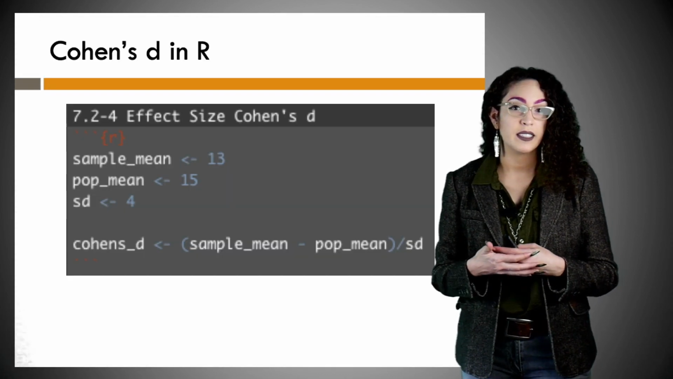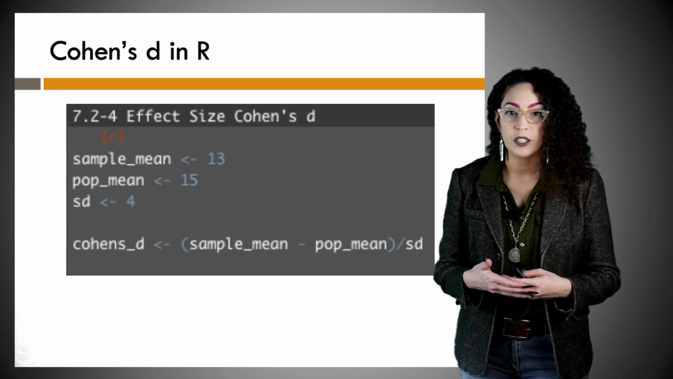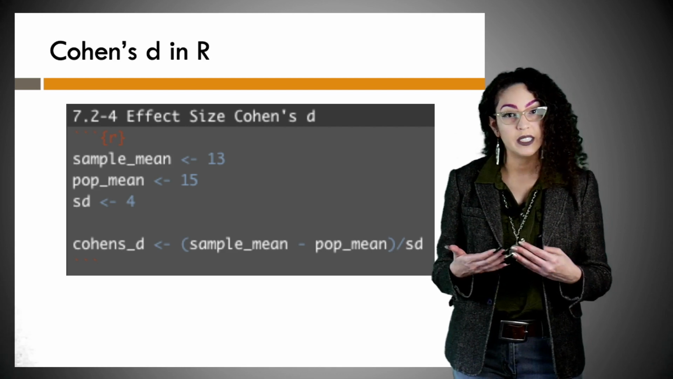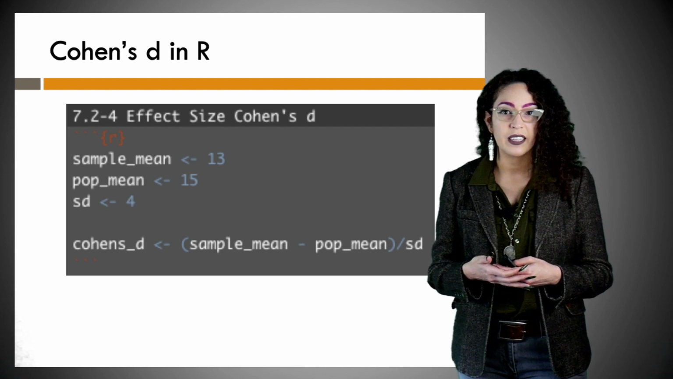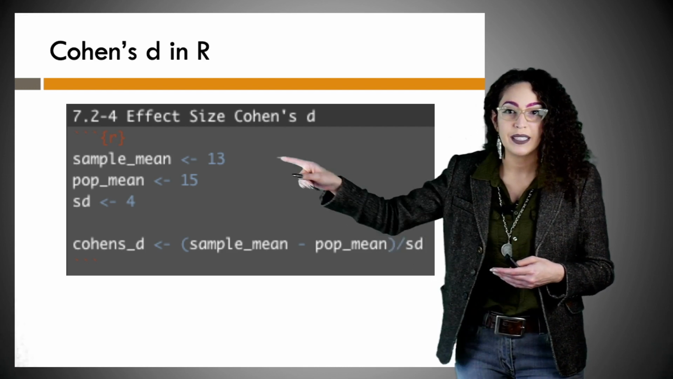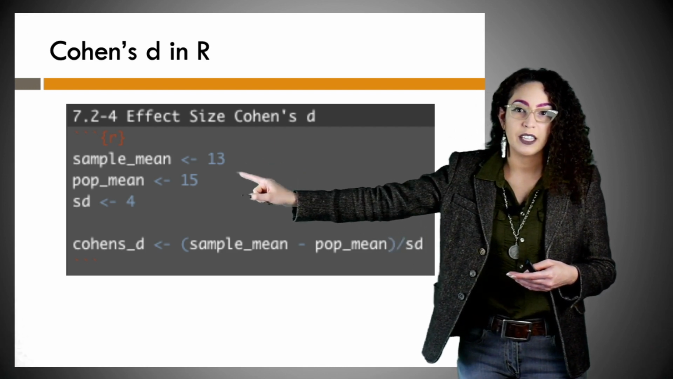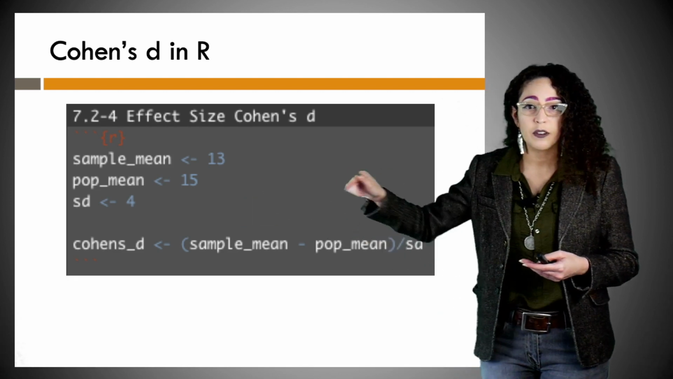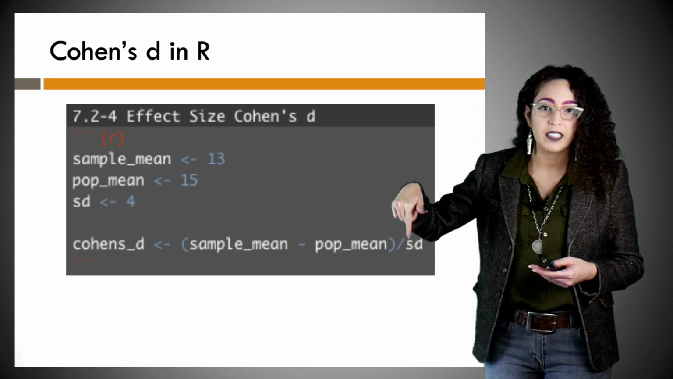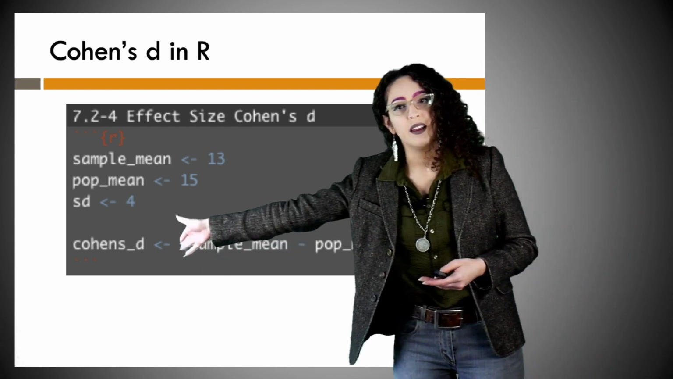Cohen's d in R. If you are doing statistical analysis in R, there are different ways to get effect size measures such as Cohen's d, and there are a lot of packages out there to help you do it. But if you wanted to calculate a very simple one, this is how you would do it: by telling R the sample mean, population mean, and standard deviation, and we would just put it into our easy little formula, sample mean minus population mean divided by standard deviation, and you get Cohen's d.